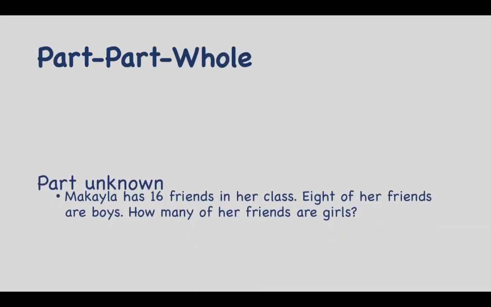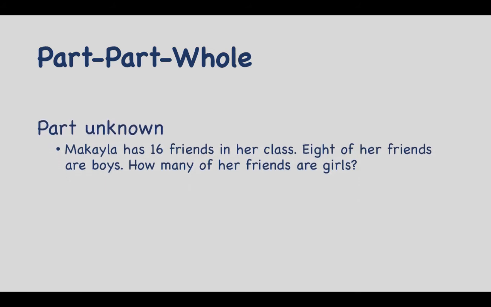Finally, let's consider a part-part-whole problem where a part is unknown. Michaela has 16 friends in her class. 8 of her friends are boys. How many of her friends are girls? We are being asked for the difference between 16 and 8. We know that we need 2 to get from 8 to 10 and 6 more to get to 16. So 8 of Michaela's friends must be girls.